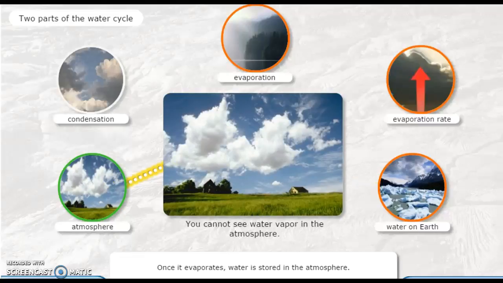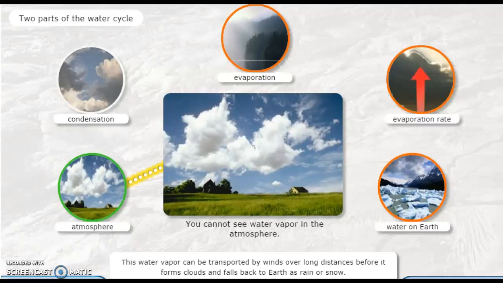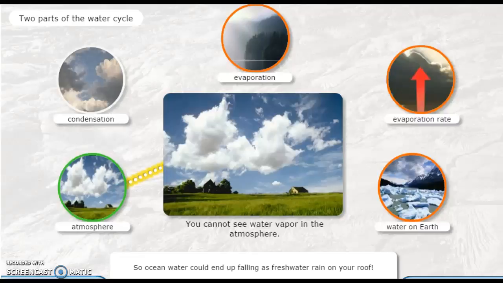Once it evaporates, water is stored in the atmosphere. This water vapor can be transported by winds over long distances before it forms clouds and falls back to Earth as rain or snow. So ocean water could end up falling as freshwater rain on your roof.